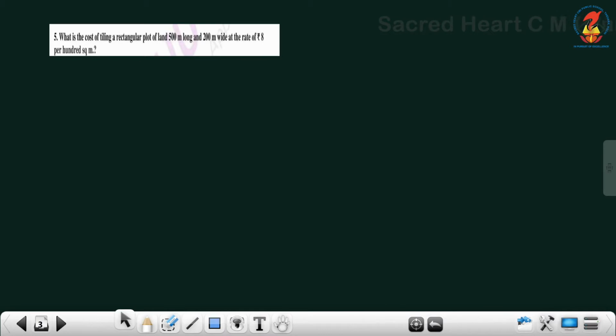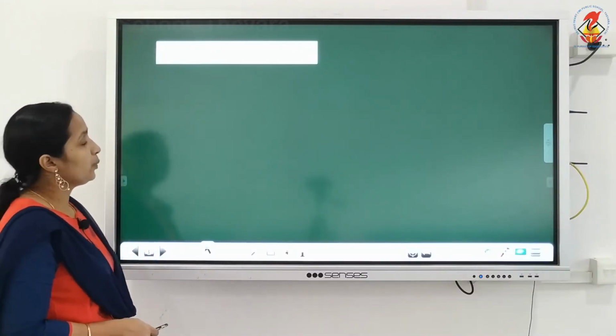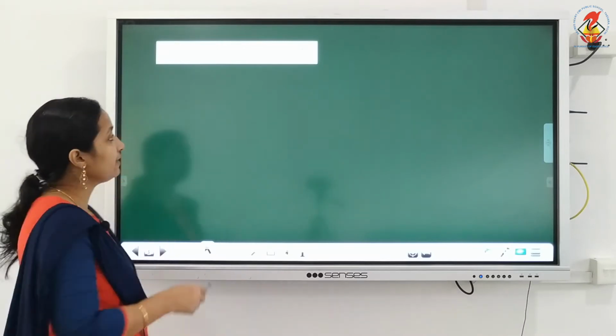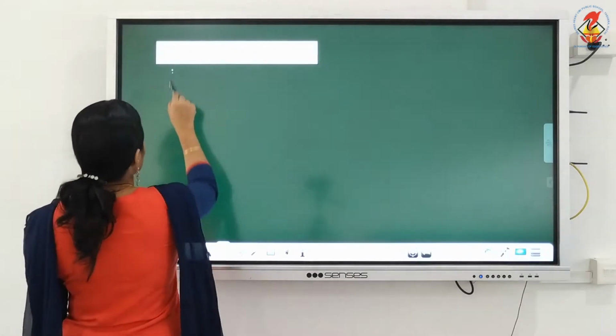What is the cost of tiling a rectangular plot of land 500 meter long and 200 meter wide at the rate of rupees 8 per 100 square meter? So what is given there in the question? We want to tile a rectangular plot of land. Its length is given there. What is the length of the land?